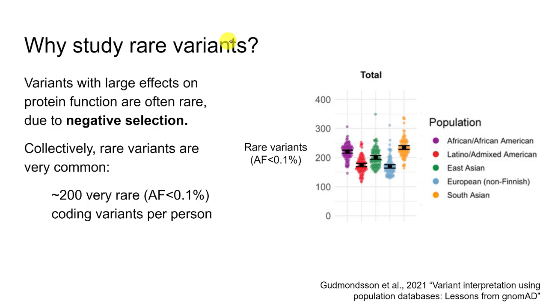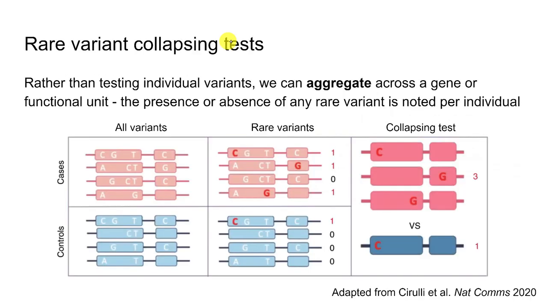But it's also important to note that rare variants collectively are very common. So if you look at an individual across the entire genome, you will find approximately 200 very rare variants. They call very rare an allele frequency less than 0.1%. And this also comes from gnomAD kind of indirectly. But you can use this idea of rare variants being collectively more common when you're doing genetic testing. So how exactly do they do that?